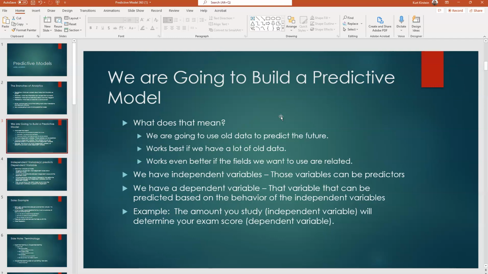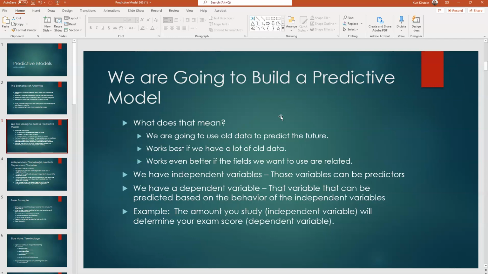So we're going to build a linear model in this presentation, and it's going to be based on old data. It works best if we have a lot of old data. We get a much more accurate model. It works even better if the fields that we want are already related, which makes our model even stronger. So we have two types of variables when we're building a linear model. We have an independent variable or independent variables, because sometimes we have more than one. And those are the variables that help us predict what the outcome is going to be. Then we have the dependent variable, and once we have a model, it's the variable that we don't know. It's a variable that we want to predict.